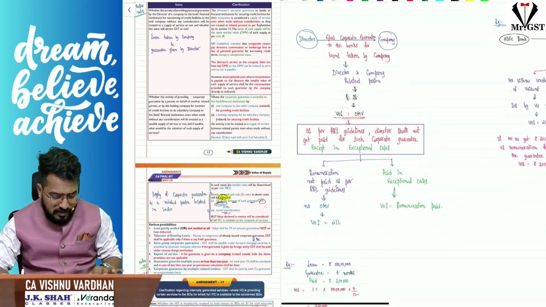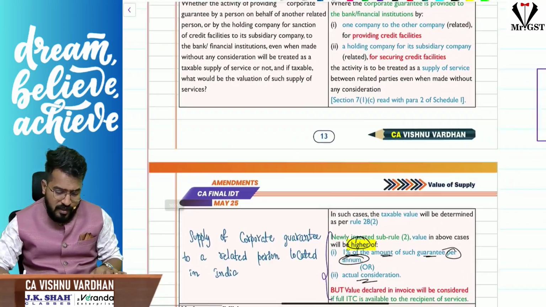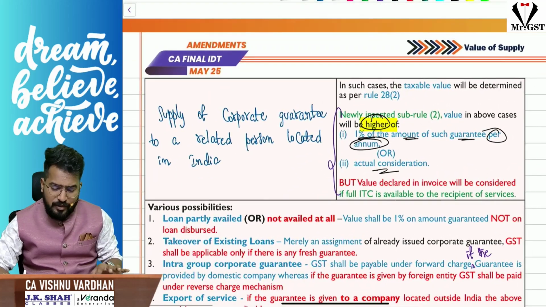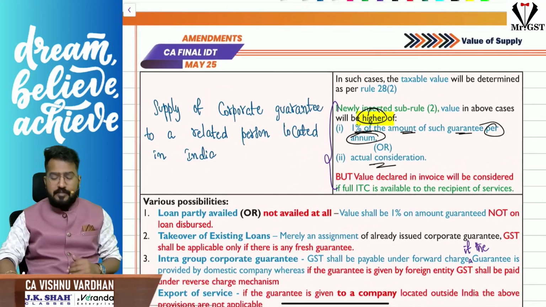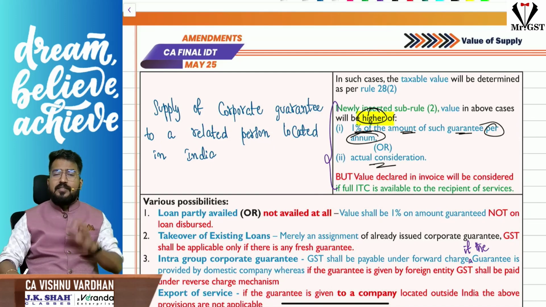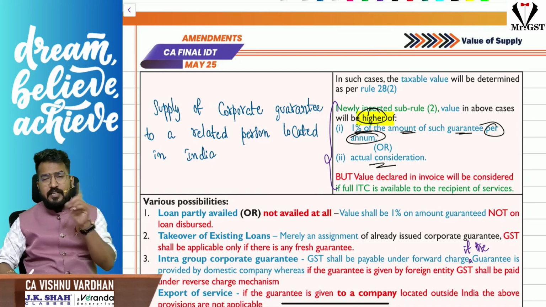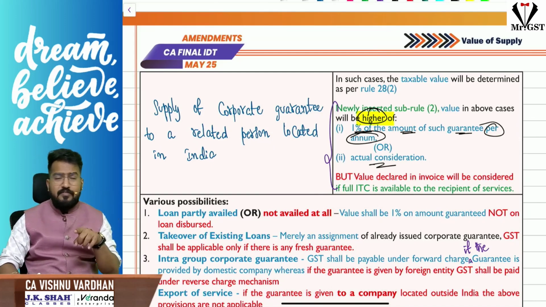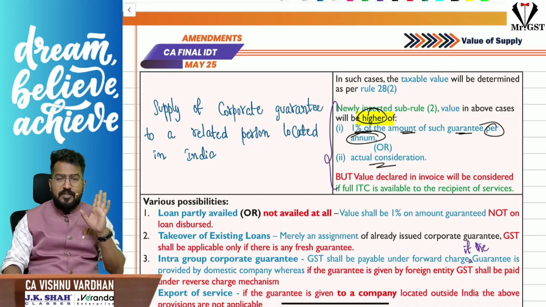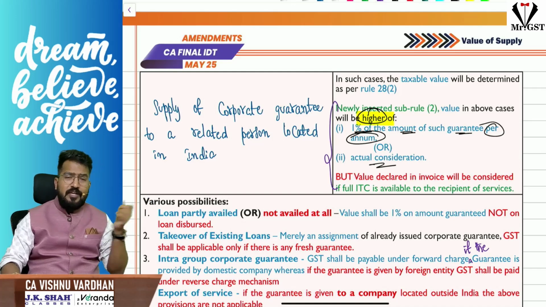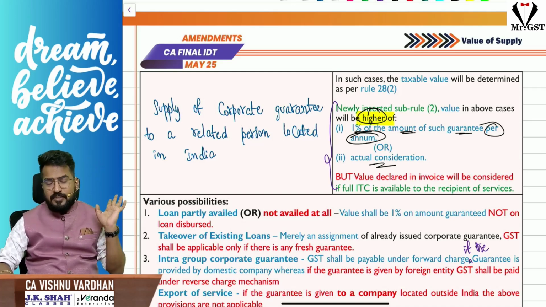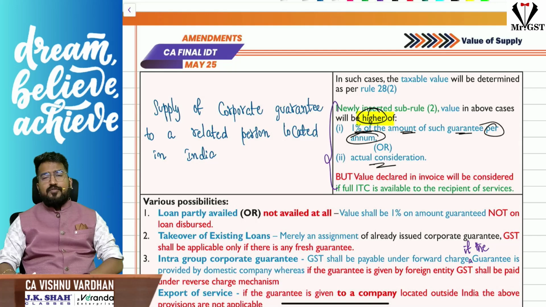The next part is, sir, if a company is giving a guarantee to another company which is a related person, in such cases please understand, the guarantee is to be given to a company located in India. The company should be located in India, only then this applies. If the company is located outside India, then this will not come into the picture. So now, what is the value of supply?